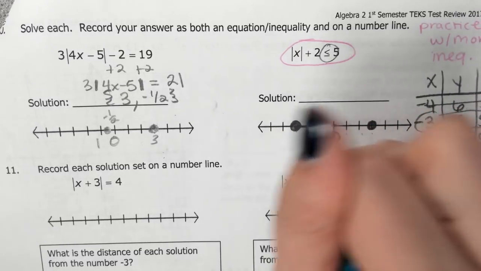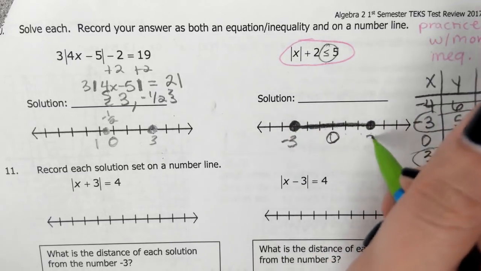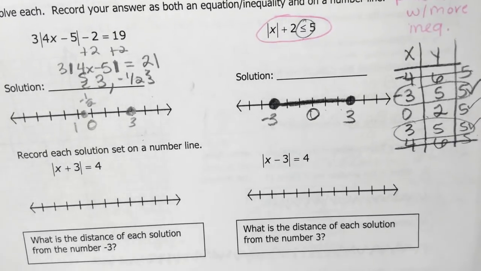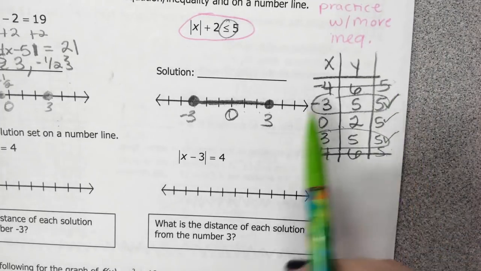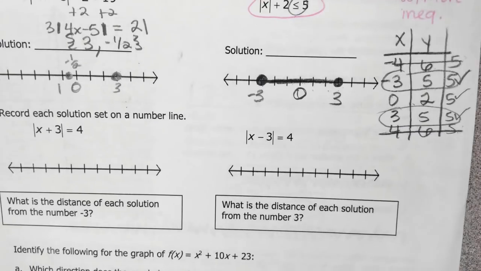And then I'm going to shade for my number line between those two numbers, so negative 3 and 3, because my solution falls between those. If it were to fall on the outside, if I had checked on the outside, then I would go to the outside and draw those arrows. So that's how you're doing that.